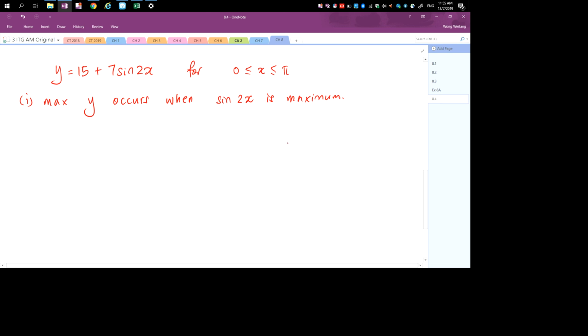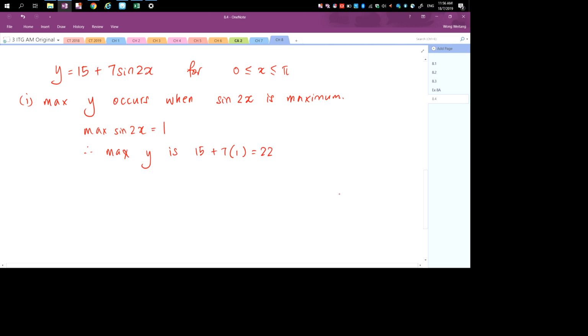Value of sine 2x. How much? 1. That is the amplitude, right? So if the maximum value of sine 2x is 1, therefore maximum y is 15 plus 7 times 1, which is 22.